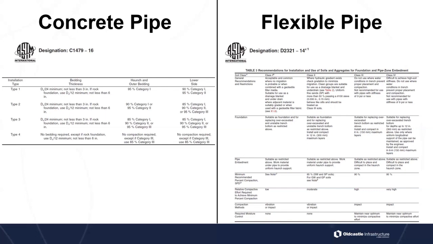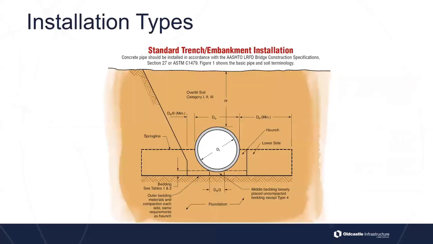So these are some recommendations and restrictions that are available in D2321. As engineers, we need to read through these and make sure that we're choosing the right soil type. Okay, when we talk about installation types, there are two that I want to talk about. On the left-hand side, you can see this is a trench installation. On the right-hand side, this is an embankment. I'll show you a picture in a second of what the difference is. But keep in mind, when we look at the areas on this standard trench detail, the middle of the pipe is your spring line.